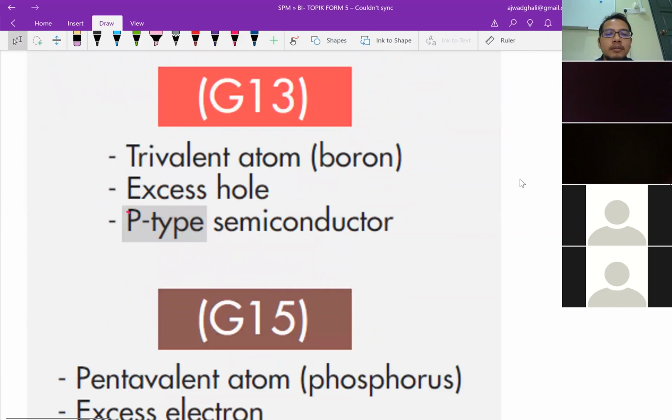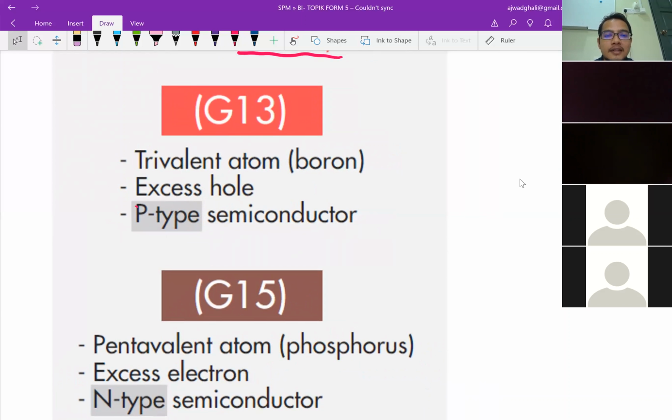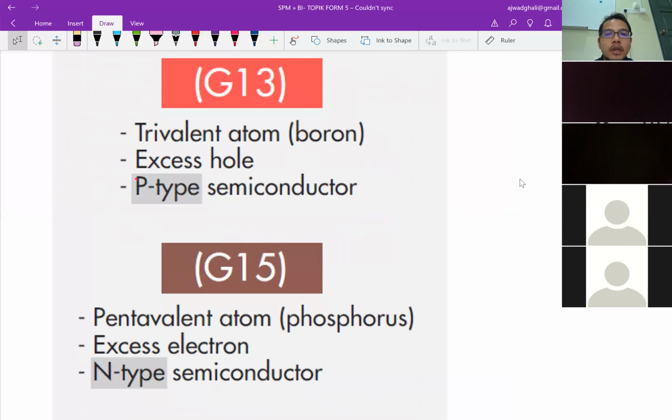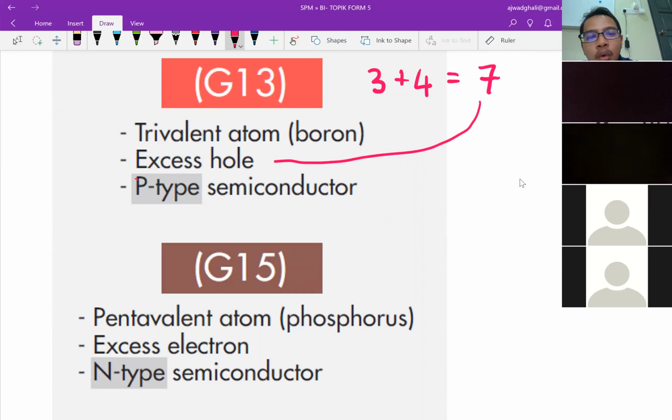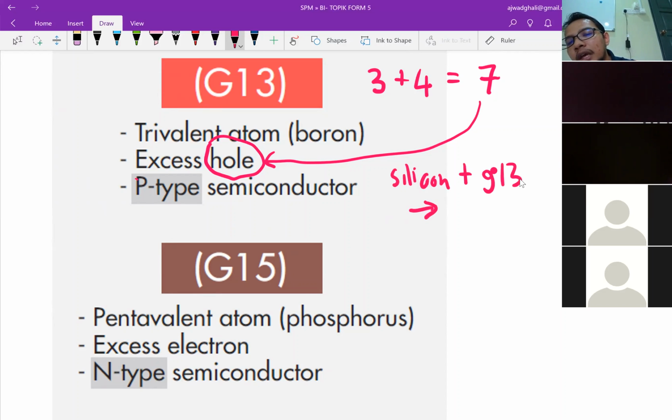Okay, what are the impurities? There are 2 impurities being added. The first is from group 13, the second from group 15. Group 13 has 3 valence electrons. So 3 valence electrons plus the 4 electrons of the semiconductor, you only get 7. So they need another 1 electron. Because they need another electron, there's a hole for another electron to move in. So when silicon is doped with group 13, it does not remain silicon anymore, it becomes a p-type semiconductor.